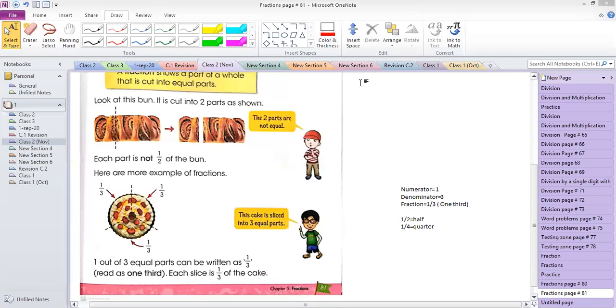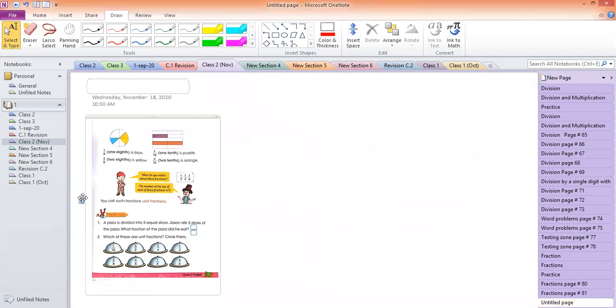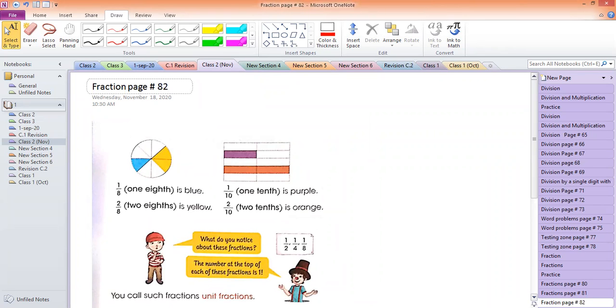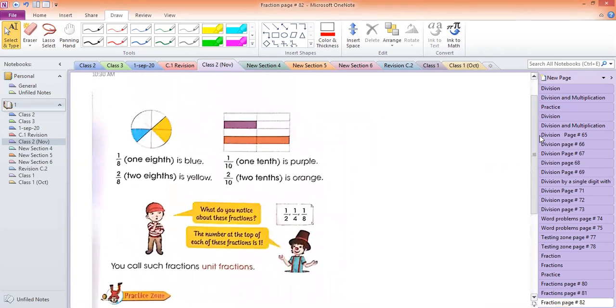All right. Let's move to the next page, guys. This is page number 81, sorry, page number 82. Fraction, page number 82. Okay, guys, this is page number 82. Open your books, page number 82 now.